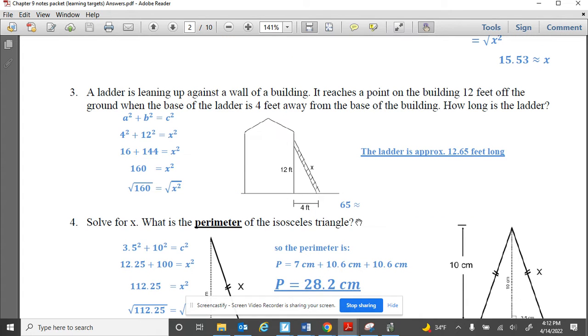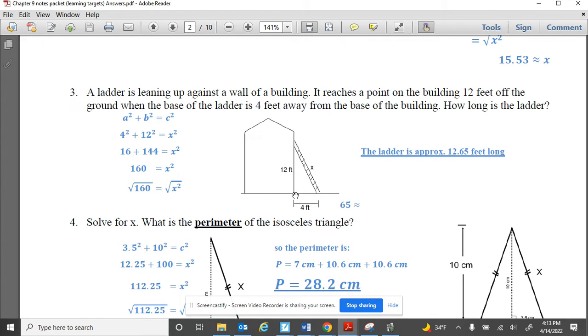All right, in this second video on the Pythagorean theorem, we're going to be looking at a few word problems. The first problem looks at a ladder leaning up against a wall of a building. It reaches a point in the building that is 12 feet off the ground, and the base of the ladder is 4 feet away from the building.